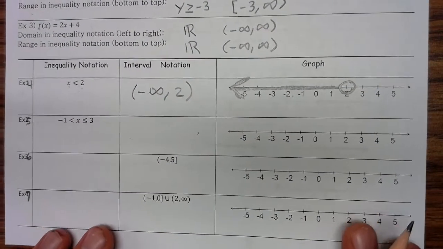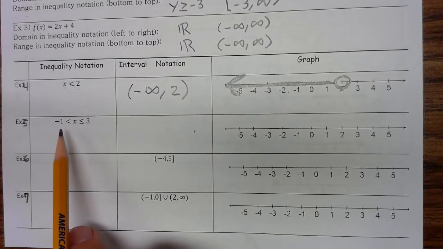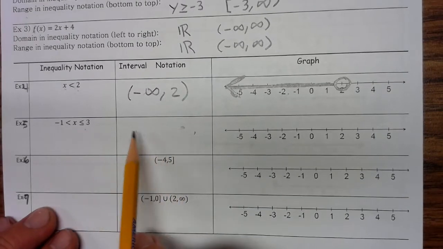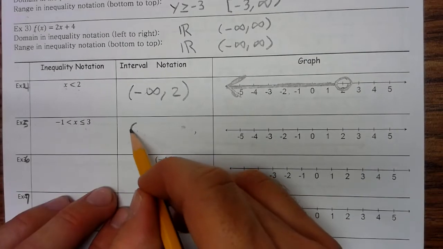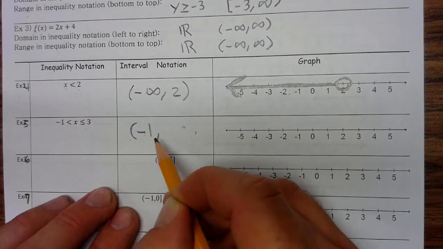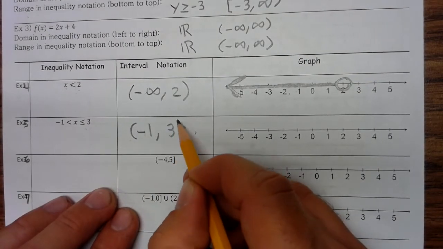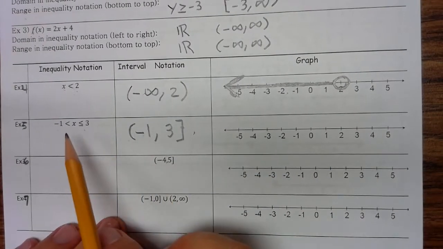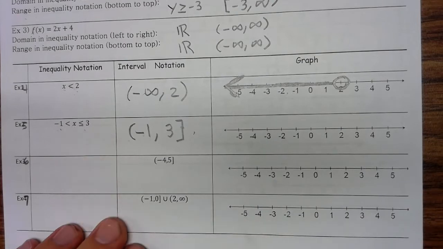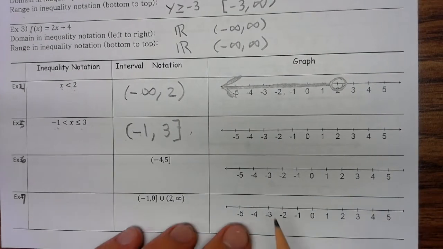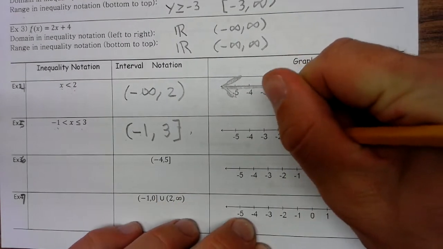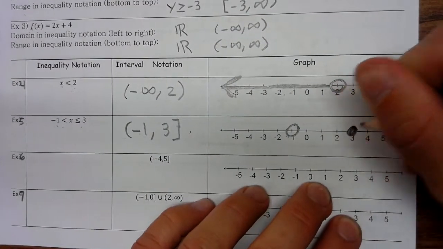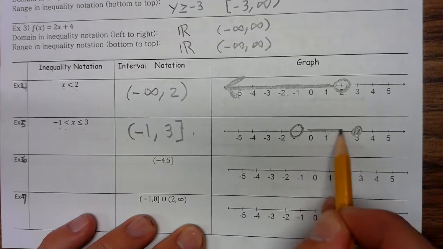Okay. Now here, when you have x in the middle, that means you're going to have the numbers in the middle. So that's a parenthesis because it's not including -1, comma, bracket 3 because it's included. Now again, because x is in the middle, that means you're going to have 2 dots, one on the left, one on the right, and the shading in the middle. So we have an open circle at -1 because there's no line underneath, and a closed circle at 3 because there's a line underneath, and then we shade in the middle.